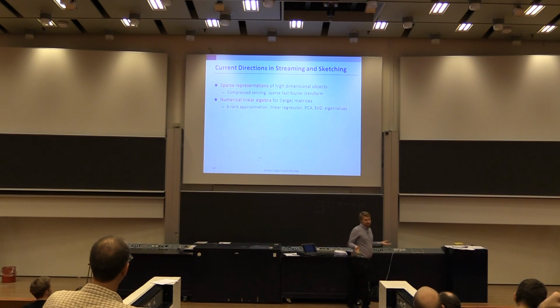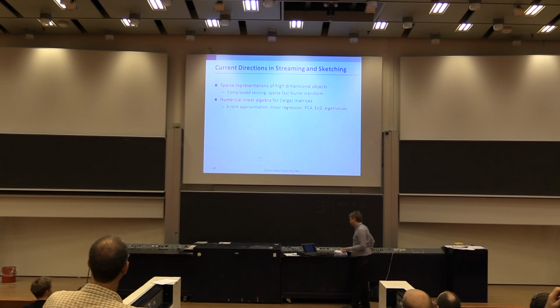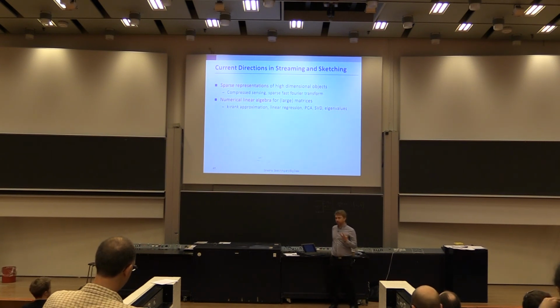I mentioned matrices. Again, big matrices are where there's a lot of interest, because a lot of this big data you can think of as being represented by big matrices. And I mentioned people looking at linear regression. We're also trying to figure out how to do things like SVD, find the eigenvalues, and find the best K-rank approximation of a very large matrix using summarization and sketching techniques.